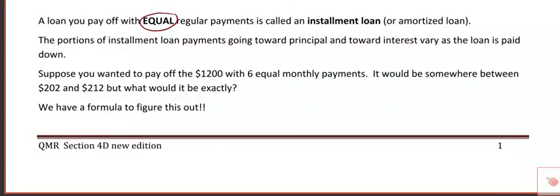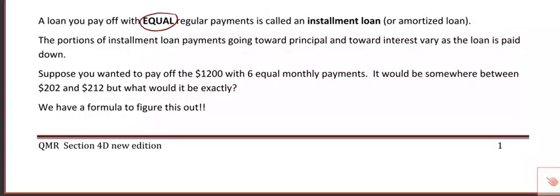And these payments, when you're working with an installment loan, portions of the payment go towards the principal and portions of that payment go towards the interest, and it varies as the loan is paid down. So let's go back to that $1,200 loan, and I want to pay it off in 6 equal monthly payments.